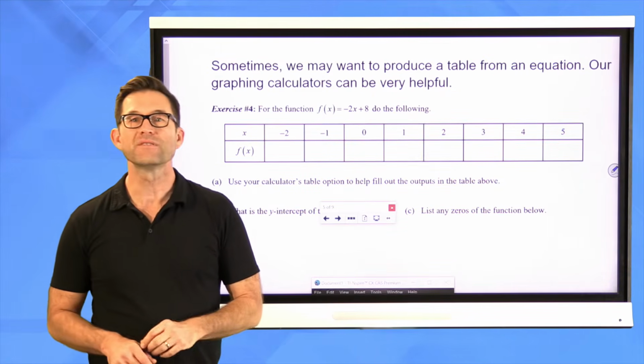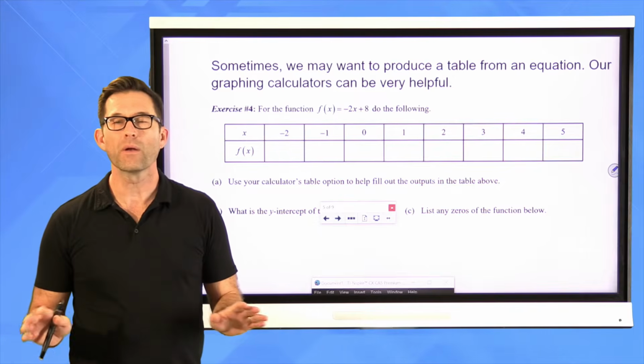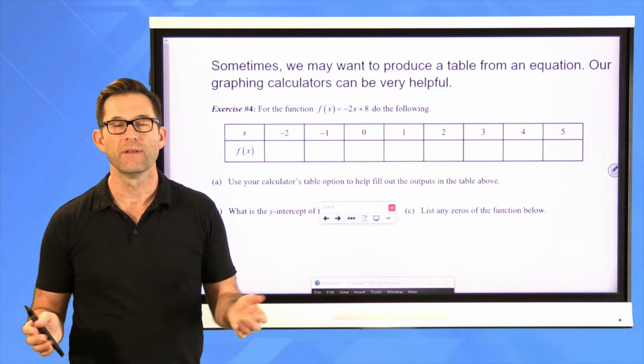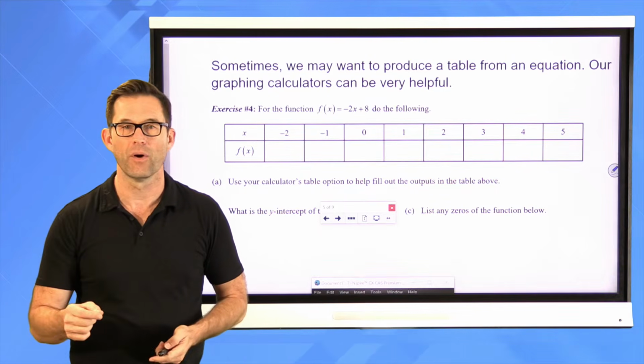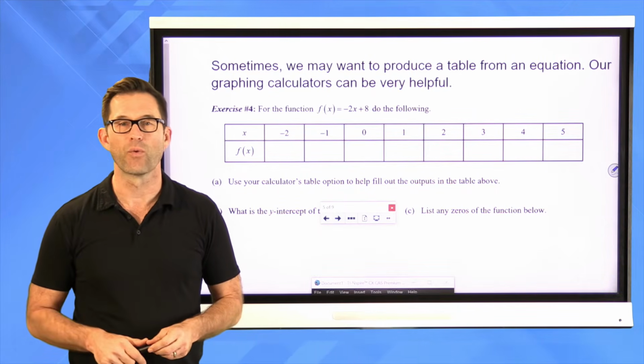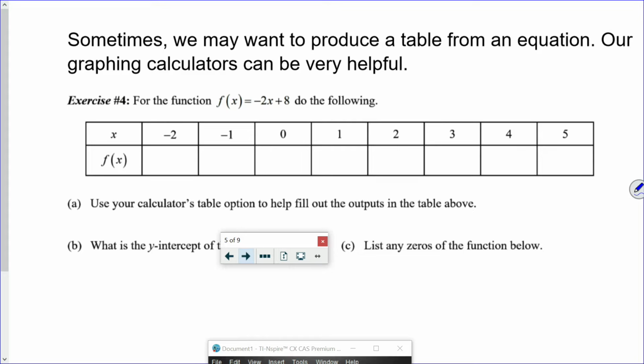Here we go. Sometimes we may want to produce a table from an equation. This is where the graphing calculator can be particularly helpful. Let's take a look at exercise number 4. For the function f of x equals negative 2x plus 8, do the following. Letter A. Use your calculator's table option to help fill out the outputs in the table above.